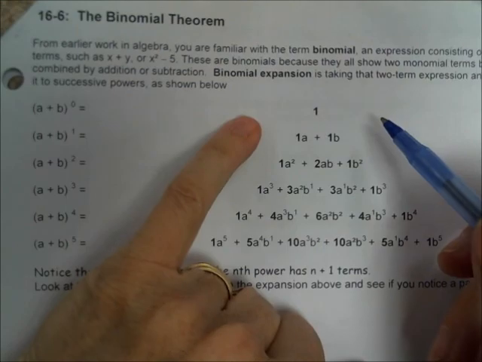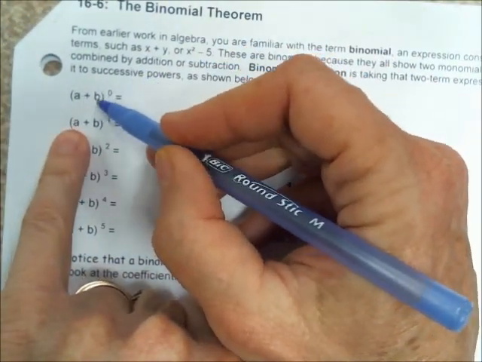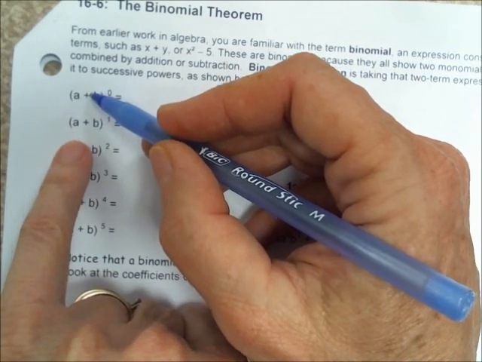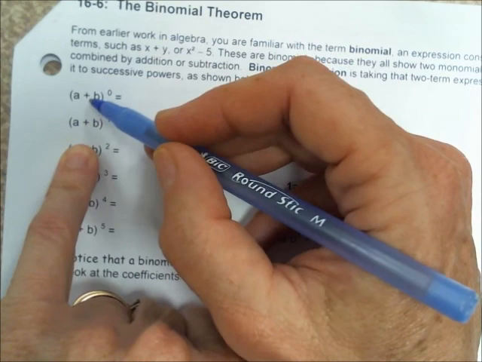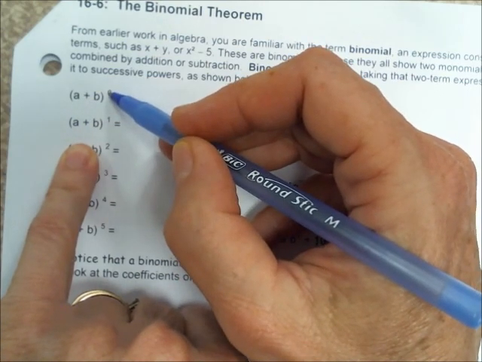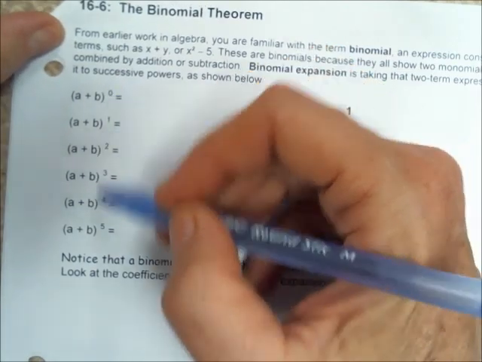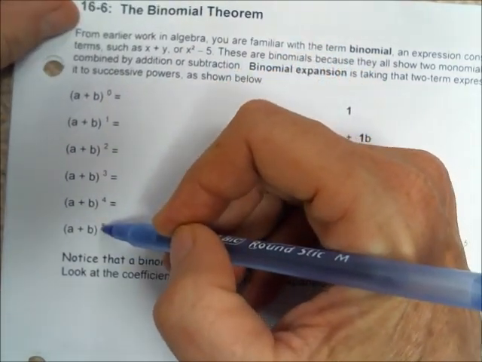But the Binomial Theorem is, binomial means if you have an expression that has two terms in it and it's separated by a plus or minus. So a plus b is called a binomial. And what we're going to do with this binomial is we're going to raise the binomial to a particular power. And I'm going to show you what happens when you raise a binomial to all of these different powers.